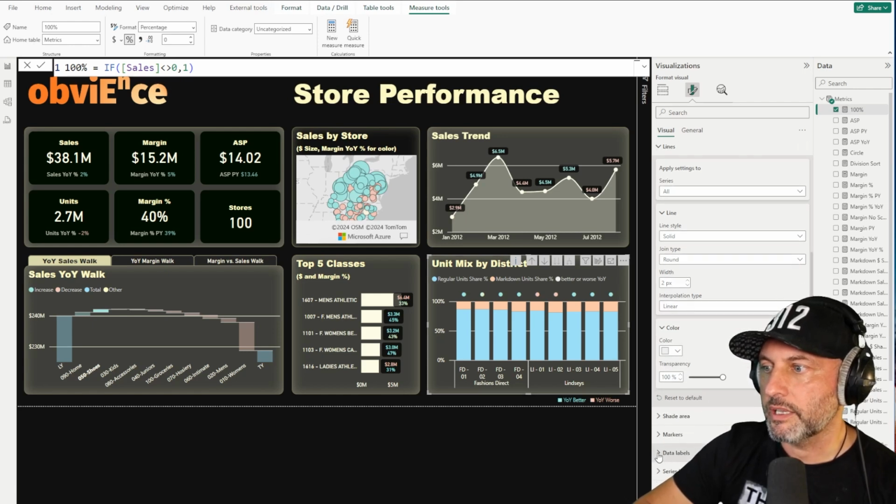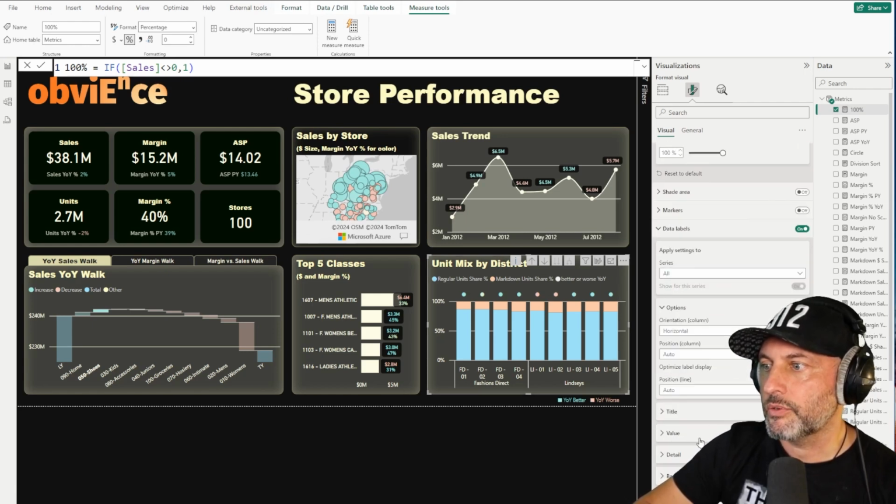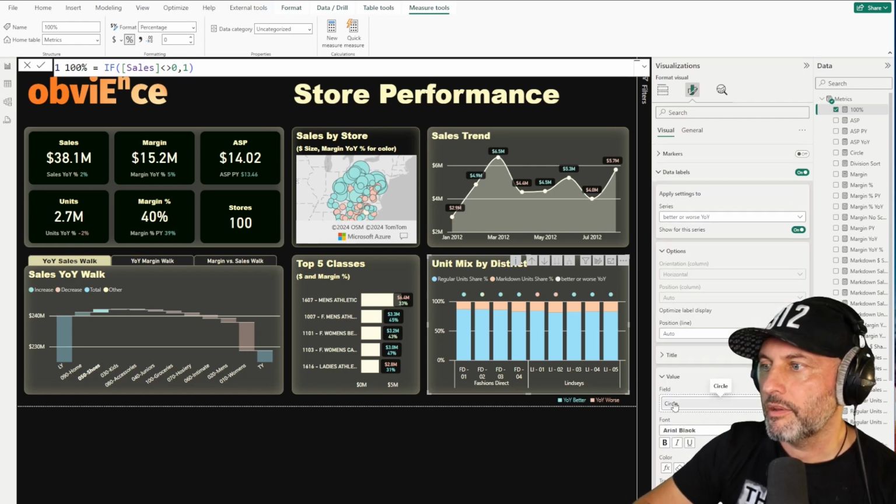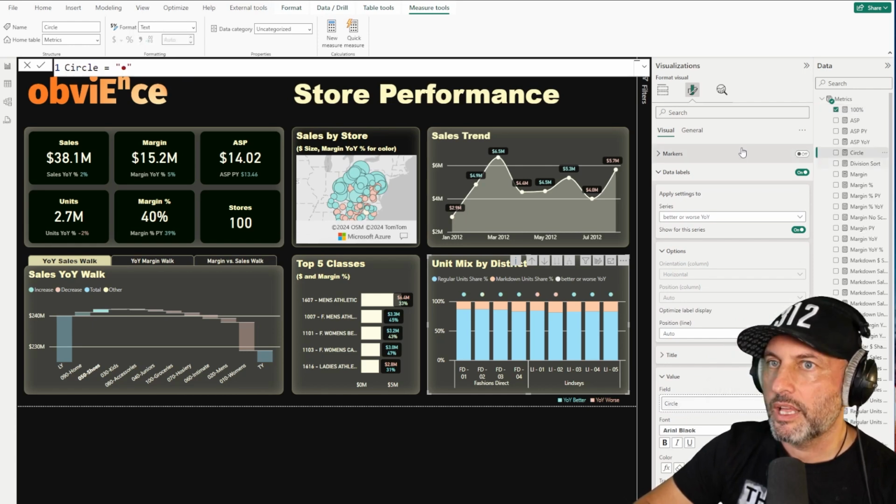Well, we're using the data labels feature, and the way to do this is we've written another measure, and you have to pick the right series. So I did the series for the better or worse line. So I added a measure that I called circle. So the first thing, you need to have a measure that outputs a circle. Turns out it's trivial. All I do is a measure that outputs this little circle.